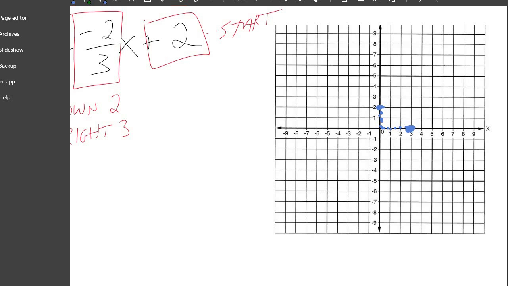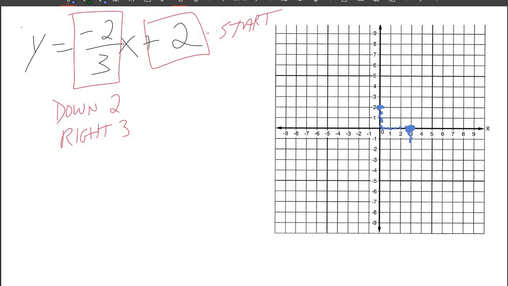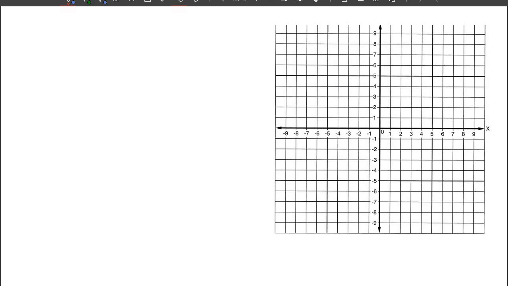Just for the heck of it, we could do another one. We could go down 2 and over 3 and draw our next point. Then we can sketch the line. That's good enough. So do you see what's happening? The constant is where you start. The slope gives you your directions.